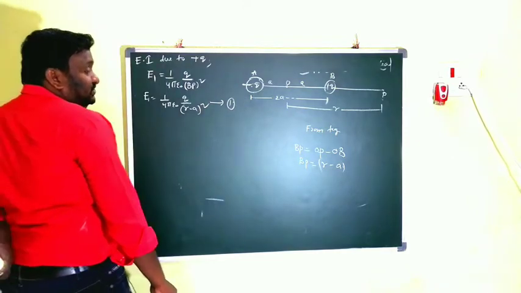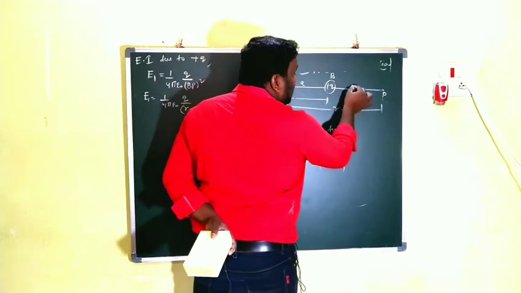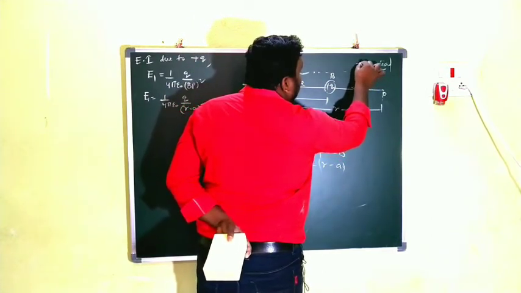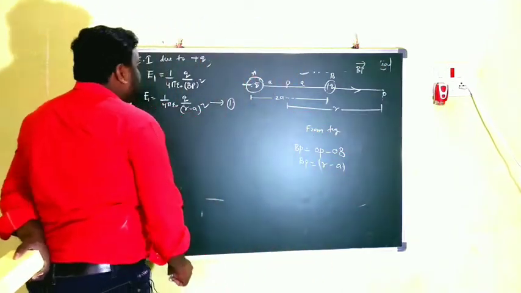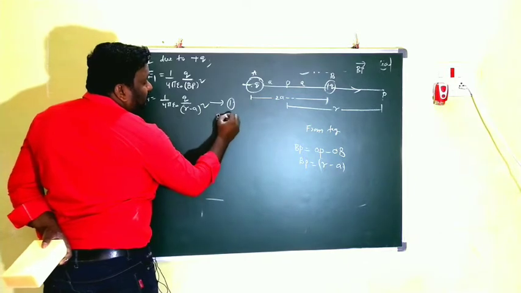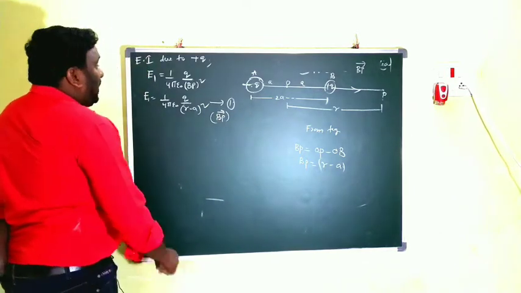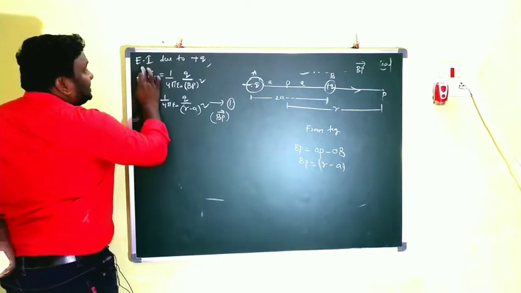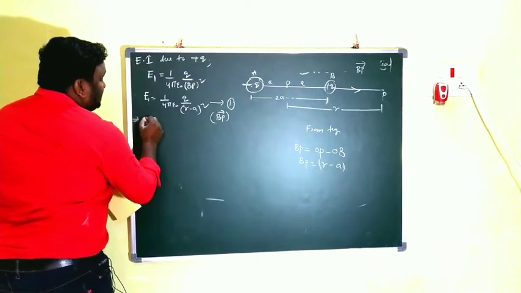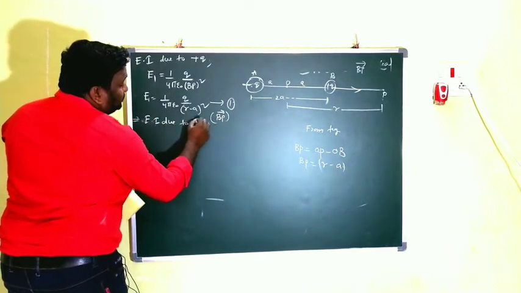Clear, children? So here this is the positive charge. That's why the electric field is in the direction of BP. That's why here I am writing electric field intensity in the direction of BP. Clear? And now the electric field intensity due to the negative charge minus q.